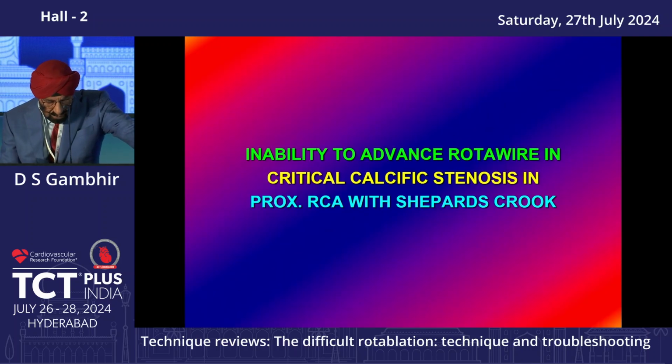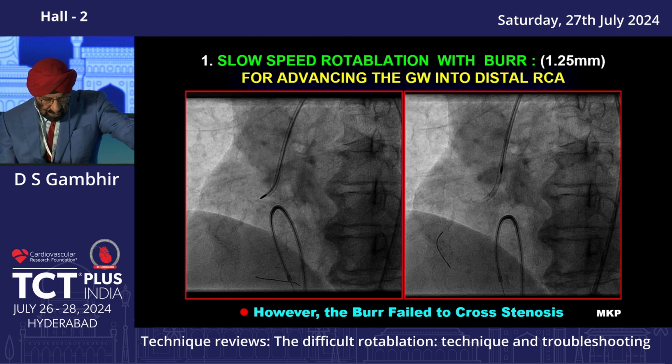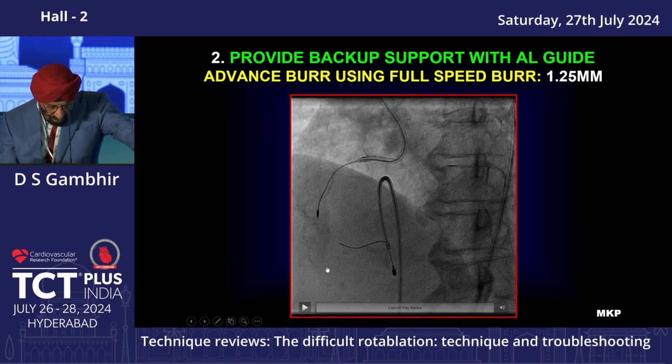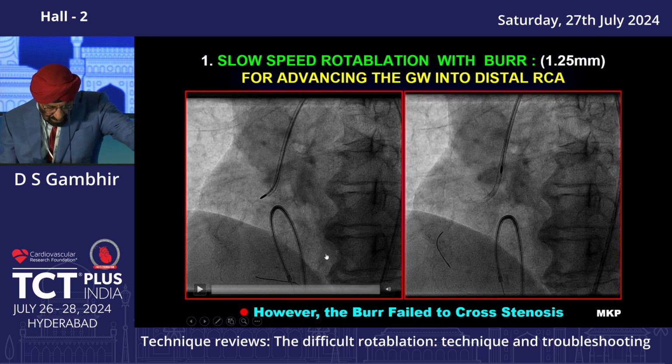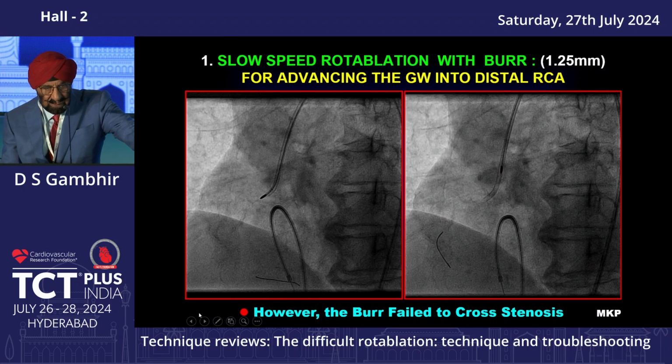Now this is a patient who had a critical stenosis in the proximal RCA with a Shepherd Crook. This is a case which I did live in one of the conferences. I hope it works. This is a problem. No, if it doesn't work here. This was a Shepherd Crook RCA with a 99% very highly calcified RCA.